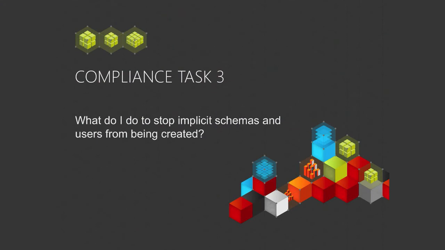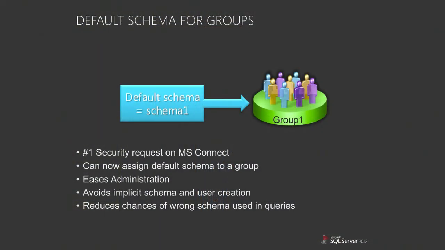In SQL Server 2008 R2 and earlier, there are cases where we implicitly created user accounts. This caused a lot of problems for compliance, as we need to account for every single user account that gets created and make sure they get removed once they're unused. So how can you prevent these user accounts from being created? In SQL Server 2012, we allow you to do this by assigning default schemas for Windows groups. This was a number one security request on MS Connect, and now we allow you to do it. This eases administration and improves your ability to achieve compliance. Let's see how this works.